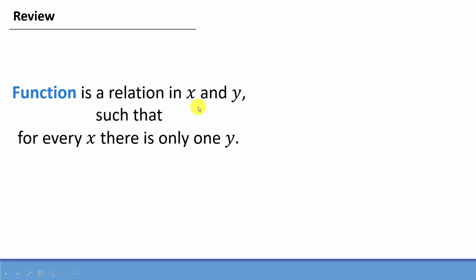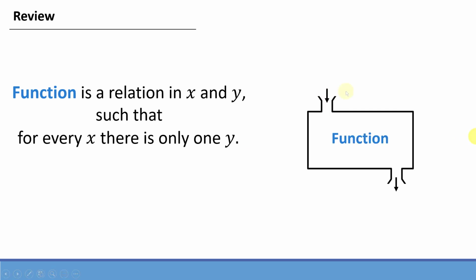A function is a relation in x and y such that for every x there is only one y. To better understand this definition, I like to think about a function as a box, with some values that go in the box and some values that come out of the box. And the function relates these values. Based on what goes in the box, the function determines what's going to come out of the box.